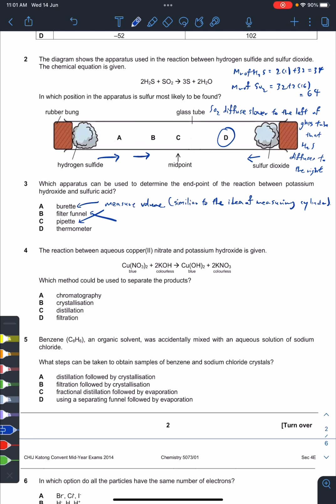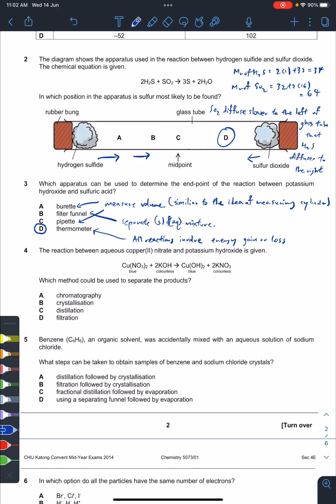Filter funnel is actually used to separate a solid and liquid mixture. Again, separating something has nothing to do with whether the reaction has ended. So the only viable option is D. Why? Because all reactions would involve energy gain or loss.